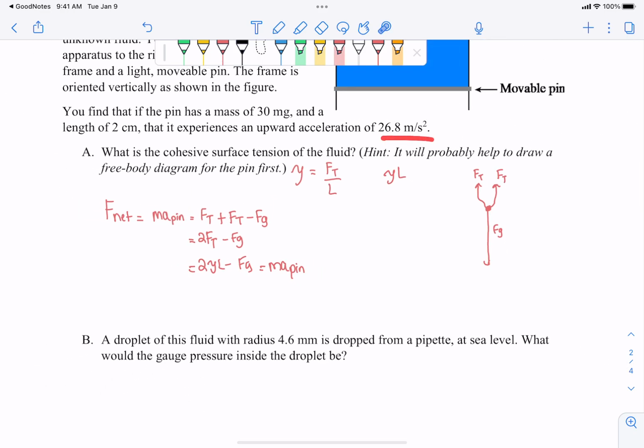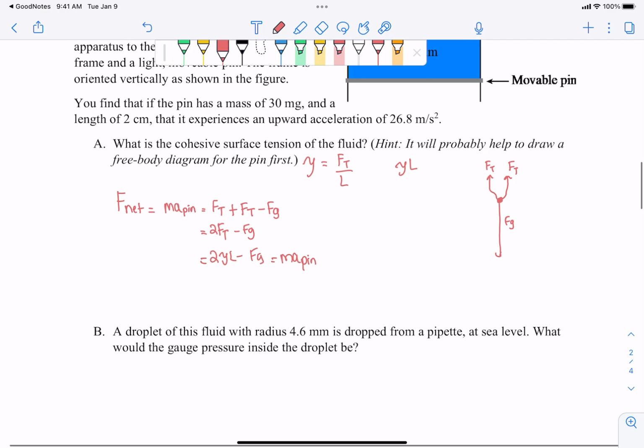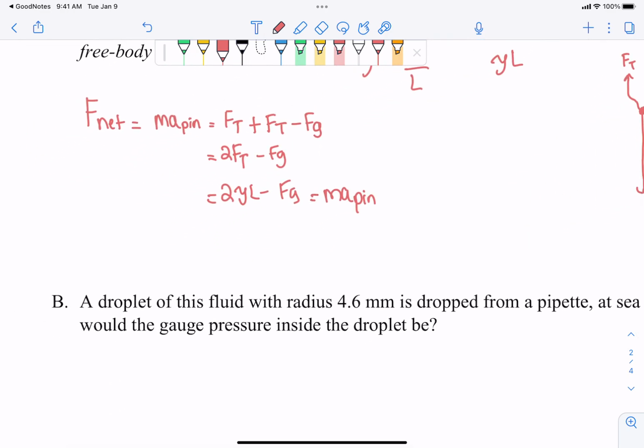So we have the acceleration that we had, we have the length that we can figure out, and then masses will factor in as well. But most importantly, we have this gamma that we're looking for, the cohesive surface tension. So essentially, we're going to try and solve for gamma. So what is next? We have to rearrange the equation to isolate the variable. So we can have 2 gamma L is equal to mass of the pin times acceleration of the pin minus mg, right? So Fg is just mg. And then divided by 2 times the length, right?